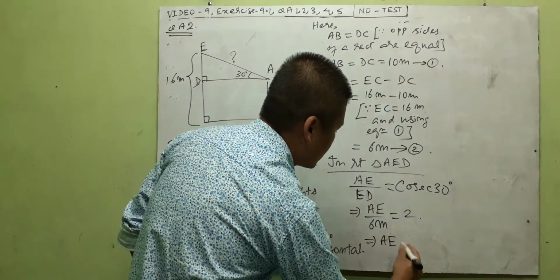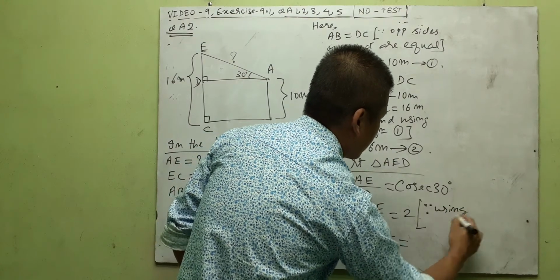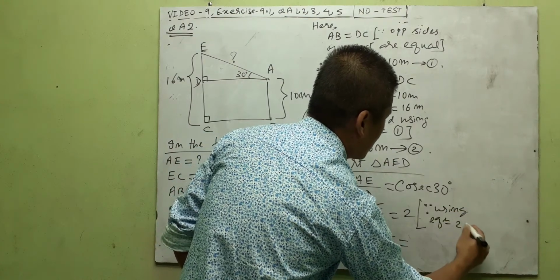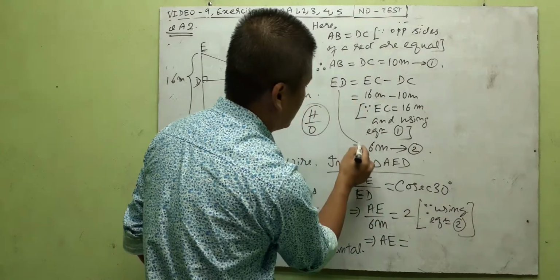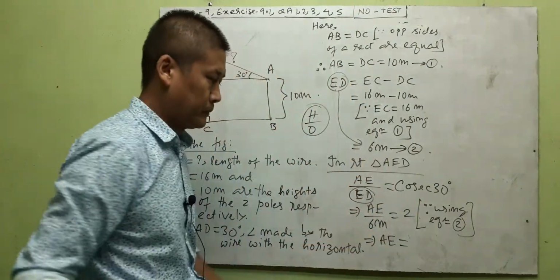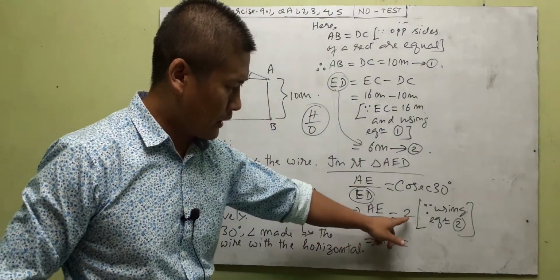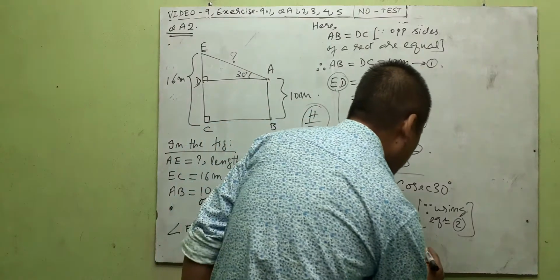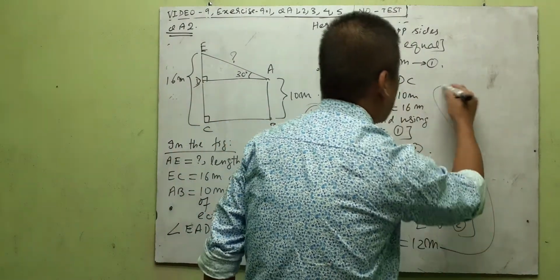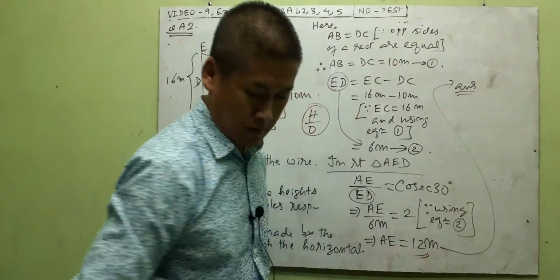So that will give you AE, and write here the reason, since using equation number 2, where we get the value for ED. See, ED replaced by 6 meter. Then this 6 will shift from denominator when it goes to the other side, right side, multiply 2, so 12 meter. So the answer choice that matches this one in the multiple choice, this is your answer.